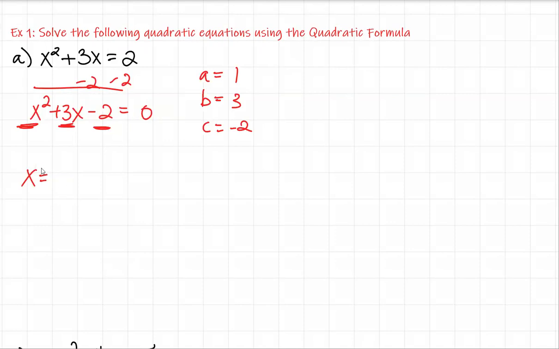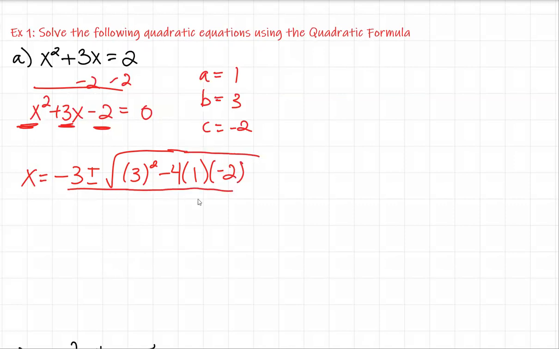x equals, always remember that, negative b, so negative 3, plus or minus the square root of b squared, so 3 squared, minus 4 times a, which is 1, times c, which is negative 2, divided by 2 times a, and a is just 1. Awesome, we plug stuff in. Let's go ahead and clean this up a little bit.